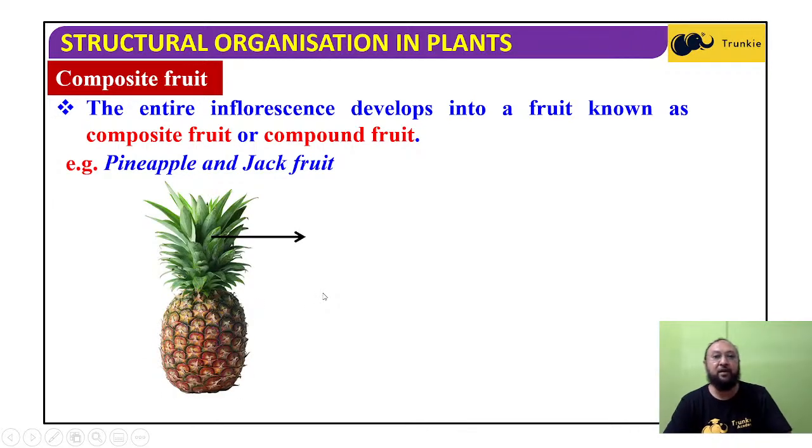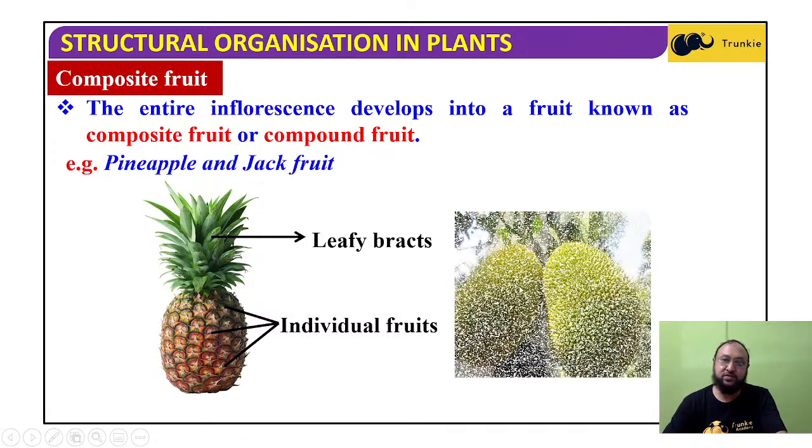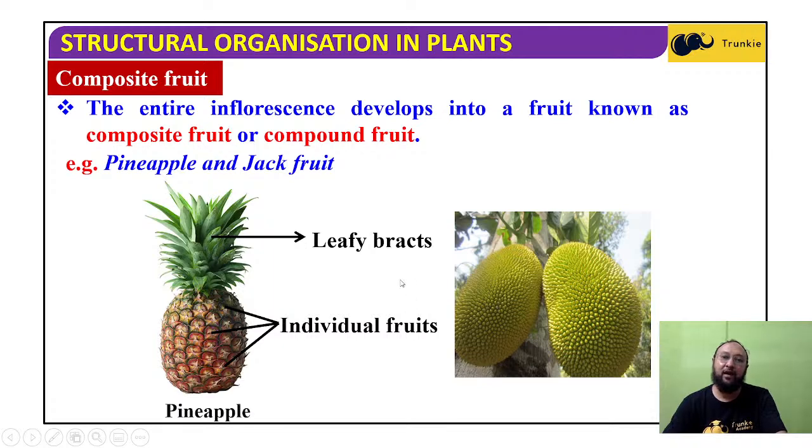In the case of pineapple or jackfruit, leafy bracts are present outside, and the individual fruits are there, but these are the arrangement of the flowers, the arrangement of the ovaries, and all these together are formed. The whole inflorescence is turning into the fruit, which they call the composite fruit. Also in the case of the jackfruit, they form the inflorescence, a composite fruit.